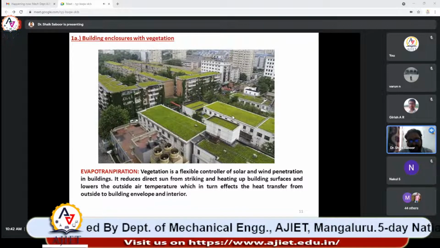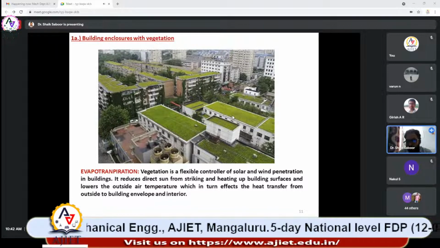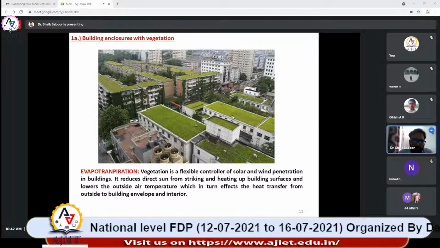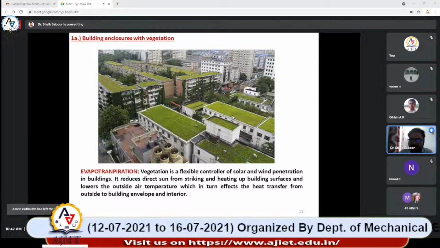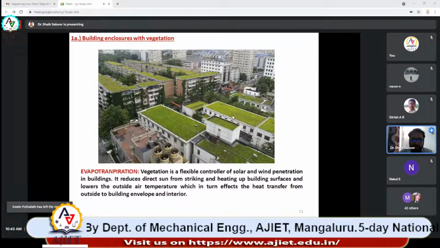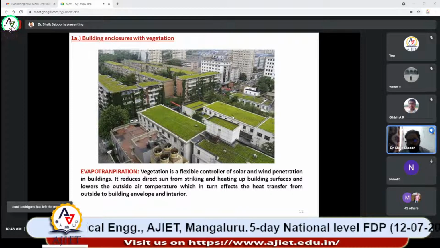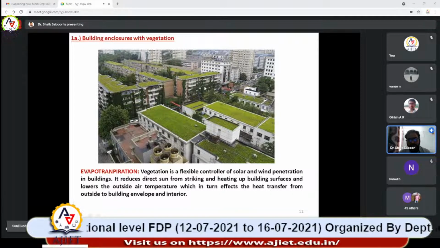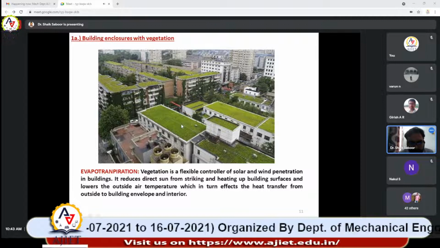The reason is that, if you observe what kind of enclosures we have in buildings, we have roofs, we have walls, and we also have the glazing system, or windows we can say. If you observe among all the components, the roofs are very, very important because we are going to receive the maximum amount of radiation through roofs.